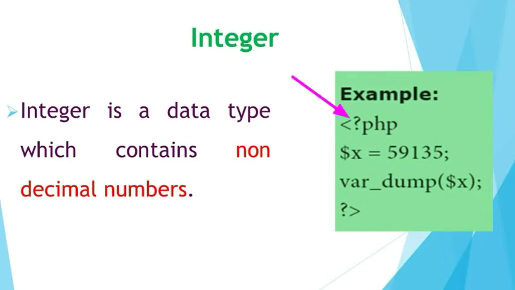See this example. This is the opening tag, this is the closing tag. $x is equal to 59135. This is the integer value. Variable dump means what? This is the function. It returns the information about the variables, which means it returns the type and value of that variable. It belongs to which type? Integers. And what is the value of this variable? 59135. It will be printed on the output screen.